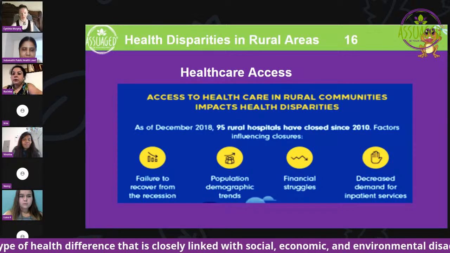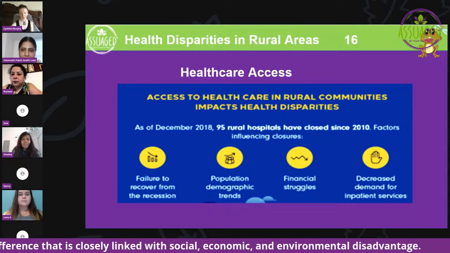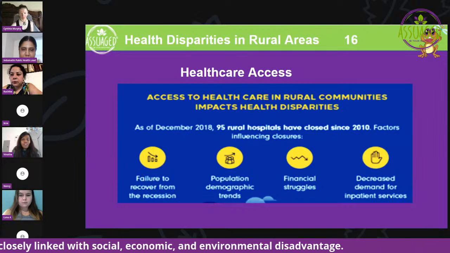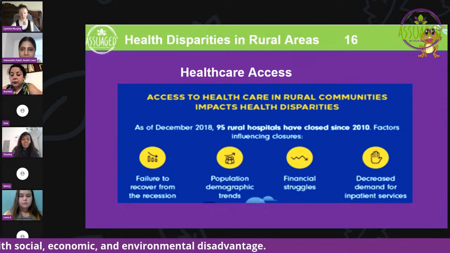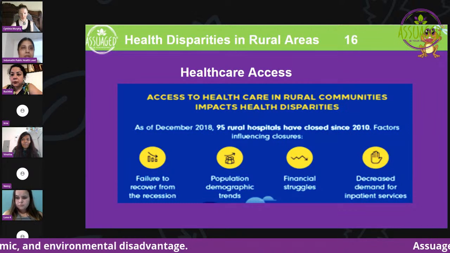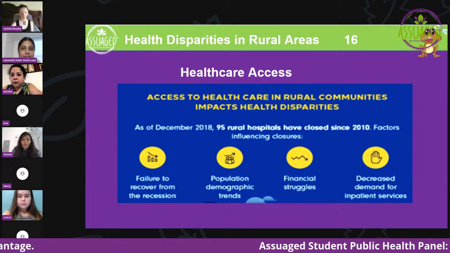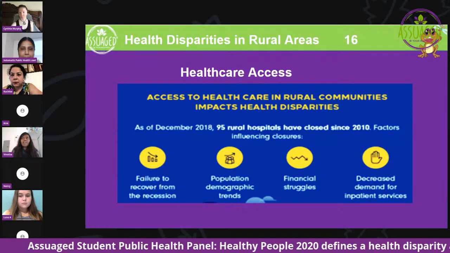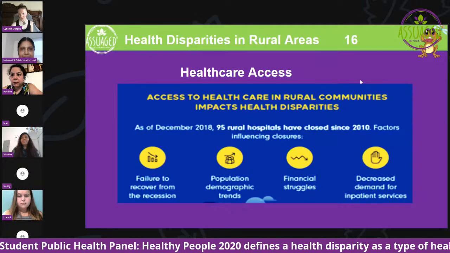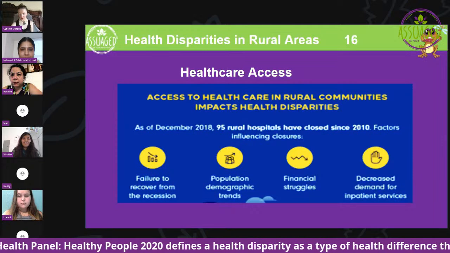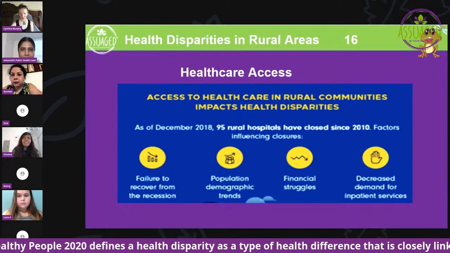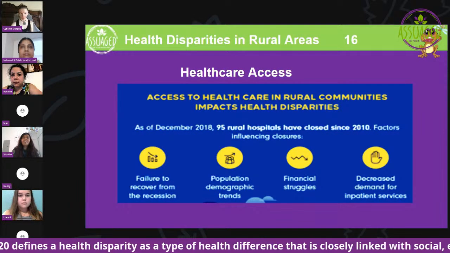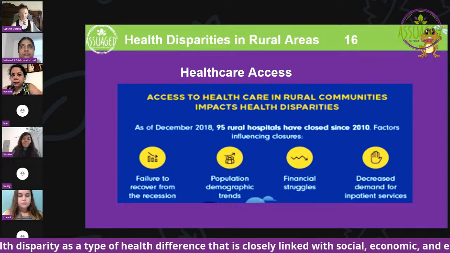We see that, as of December 2018, 95 rural hospitals have closed since 2010. So is it really nice? I don't know, I really can't say, because we need to have hospitals everywhere, and that is something which is lacking. It's not like a grocery store or other stores nearby. This is a mandatory basic need for every human.